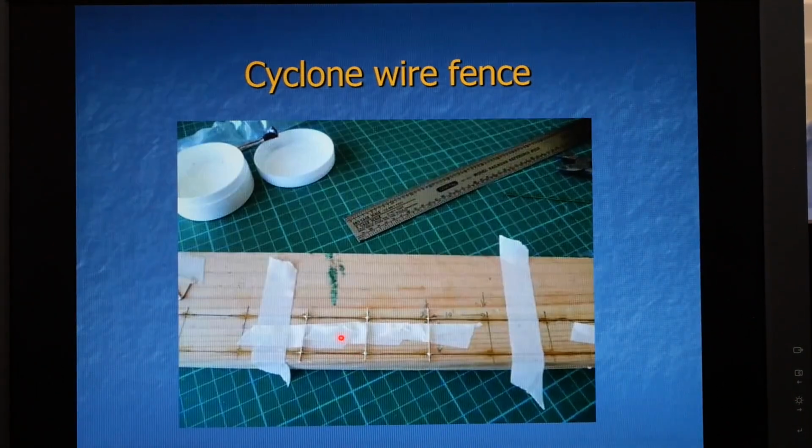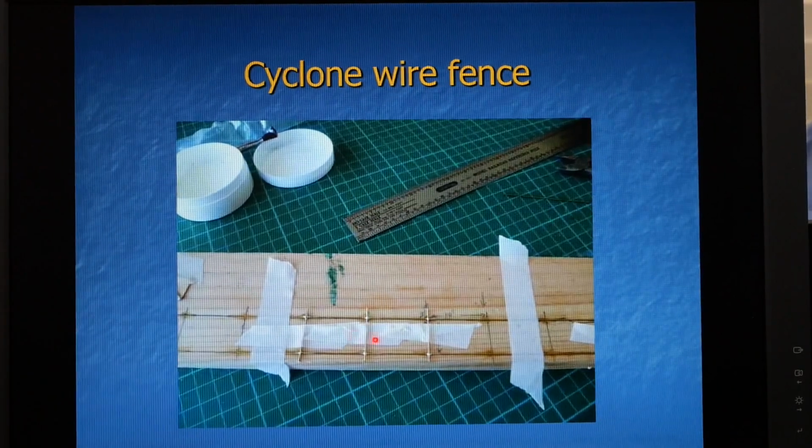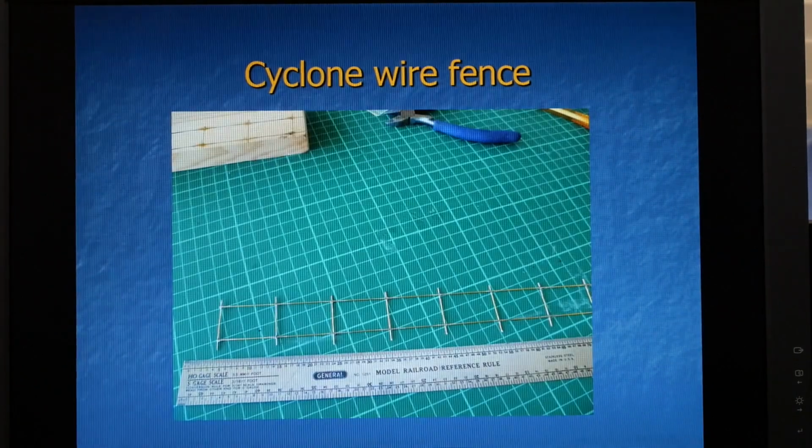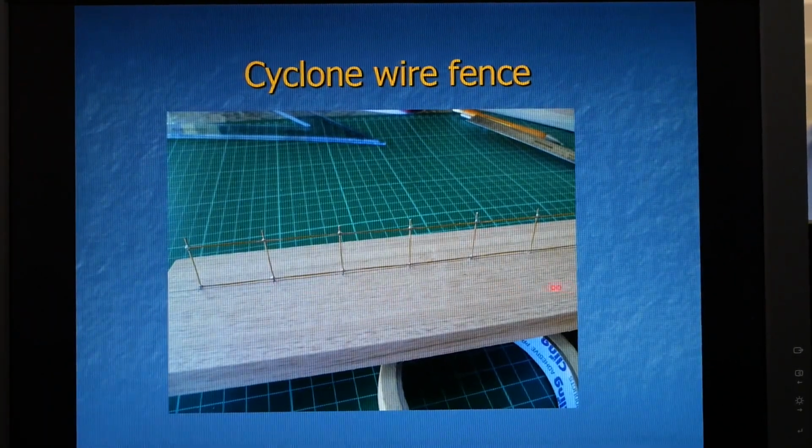I tape down the brass wire with just some painter's tape or masking tape, then solder each of the junction points where the wires cross, using some flux and a reasonable quality solder. Once that's completed, I can lift the fence off the jig. I can then plant the fence into the terrain or onto a vertical part of the jig just so that it's held vertically.